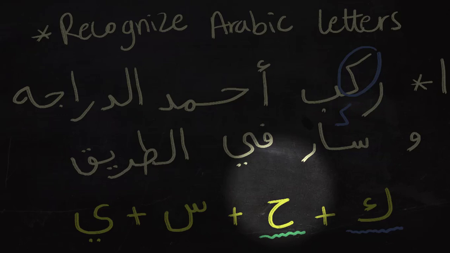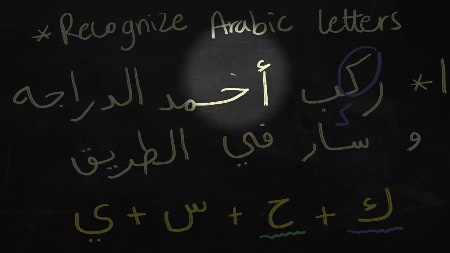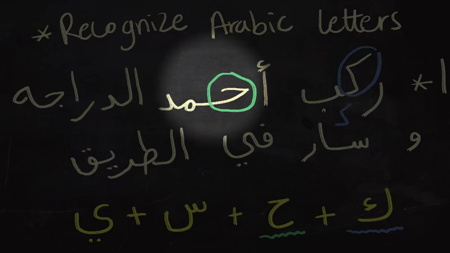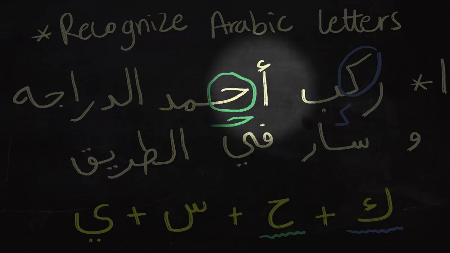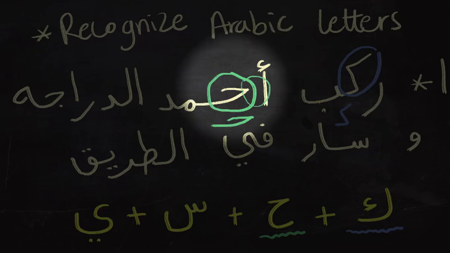I'm going to give it a green color. And ha is found only once in this instance, and it is found in the word Ahmad. As you can see, it is in the beginning of the syllable. It is basically in the middle of the word, but again, we can't attach anything to the alif from this side. So it has to be used as if it is in the beginning of the word.